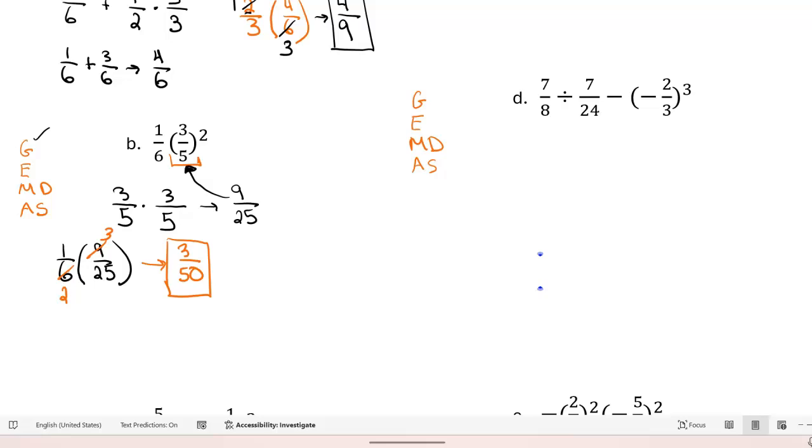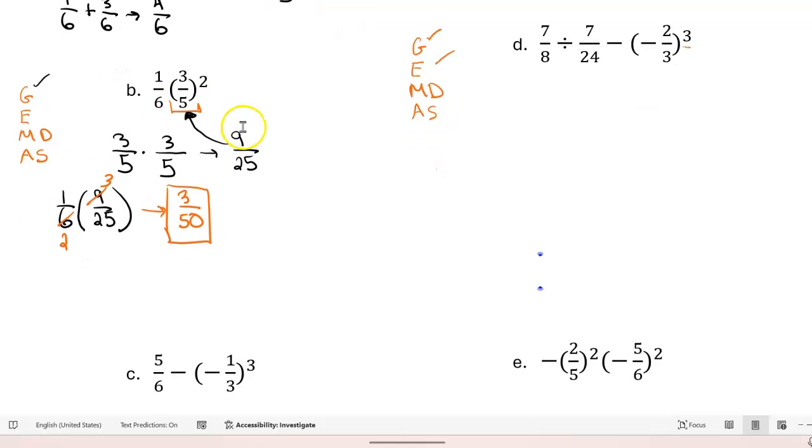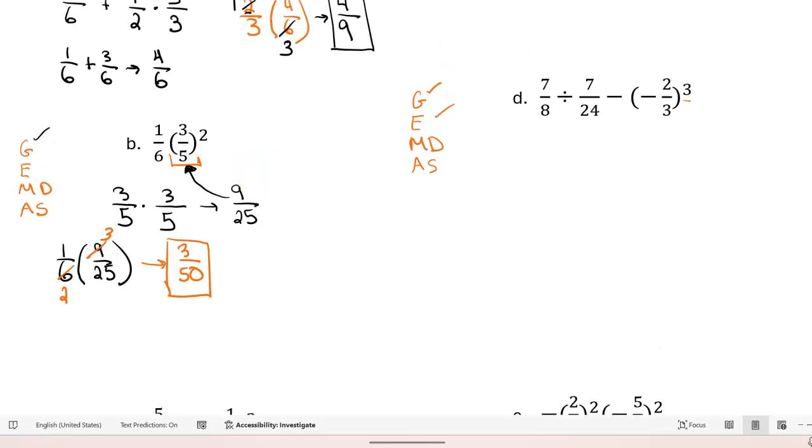Okay, so G for grouping. Another example of, yes, I do have a grouping symbol, but there's nothing to combine inside of it. So I don't have grouping, but I do have an exponent. Oh, it looks like I jumped to D. That's okay. We'll do it out of order. We'll go and do C and E after this one. Okay, so exponents, right? I have to do that.